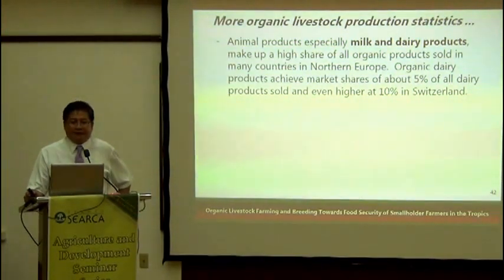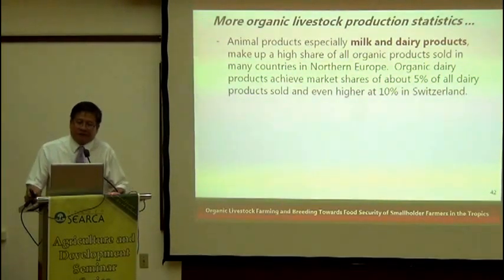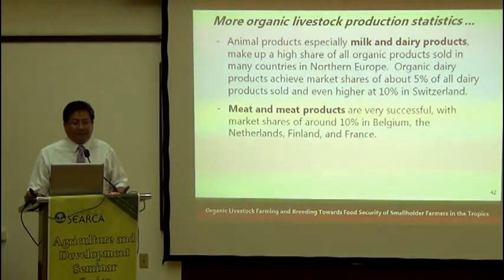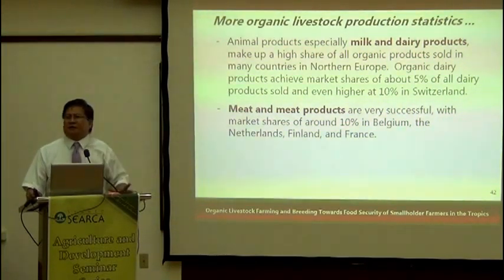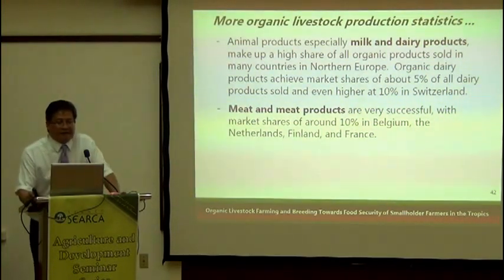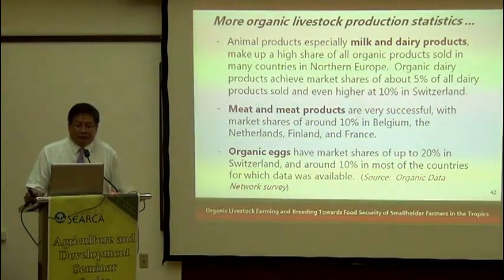Some more statistics. Organic milk and dairy products constitute a high share of organic products sold in many countries, particularly in northern Europe. Dairy products have market shares of about 5% of all dairy products, or even as high as 10% in Switzerland. Meat and meat products are also considered very successful, with market shares of around 10%, particularly in Belgium, the Netherlands, Finland, and France. To us that may not be significantly different, but to them, that's already a lot. For eggs, the market shares are up to 20%, especially in Switzerland, and around 10% in most countries for which data was available, according to the Organic Data Network survey.